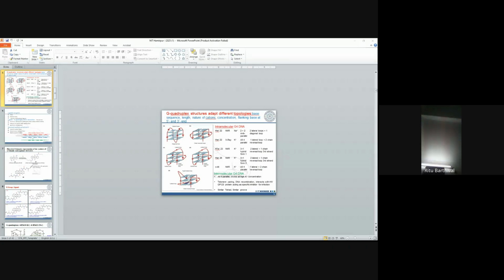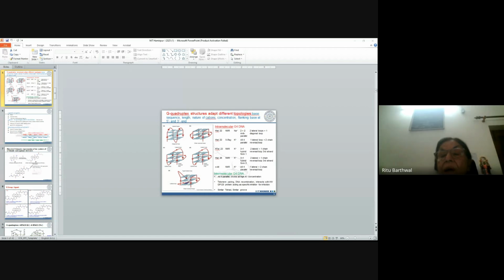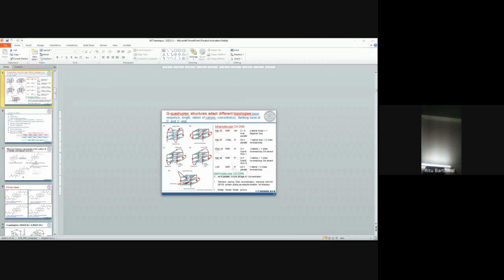How do we have it in our system? In biological systems, sometimes telomeres pair, which means different DNA strands will pair with each other. These have been found in some DNA recombination. They have been found to interact with HIV gp120 protein in the case of the HIV virus. So they do have some relevance. However, the more common ones are these longer sequences, which are unimolecular. That means a long single strand having G repeats will fold like this, and so on.